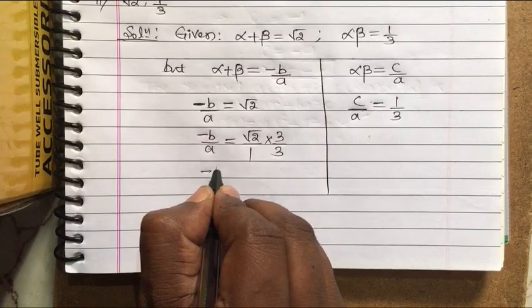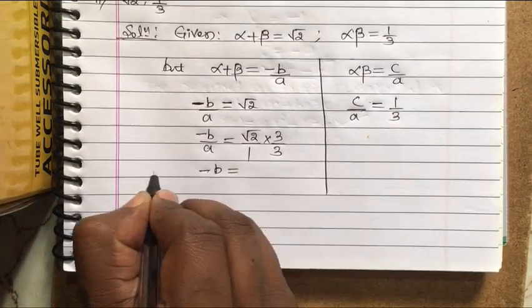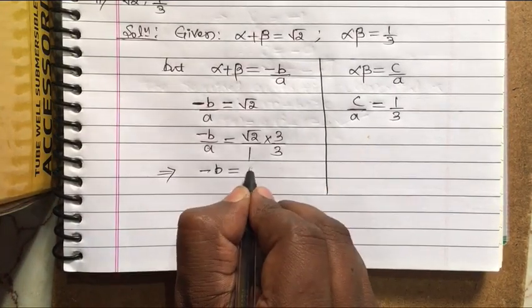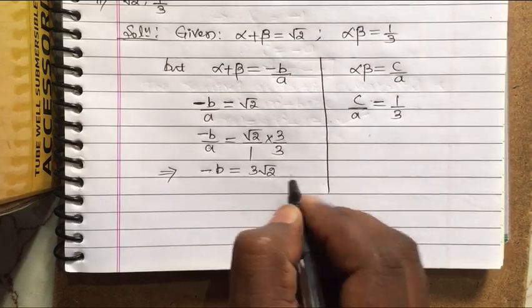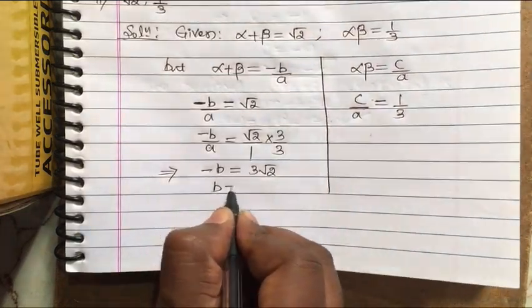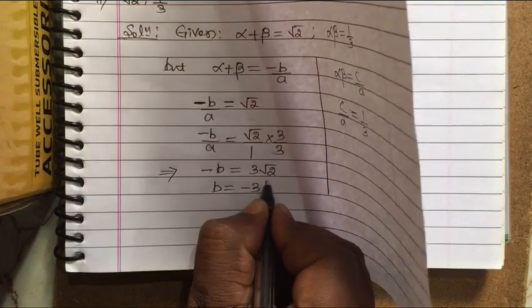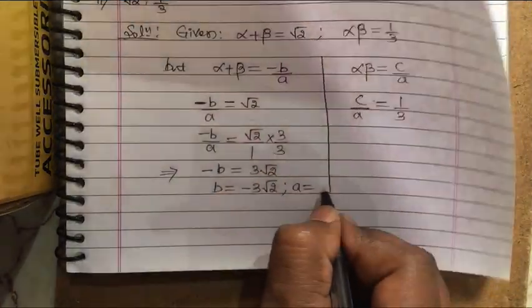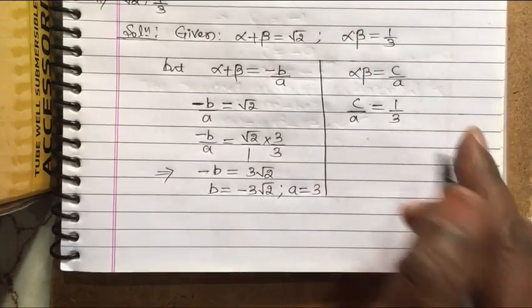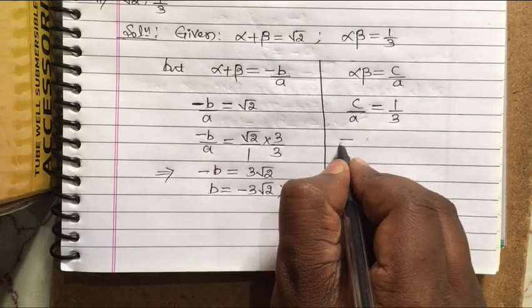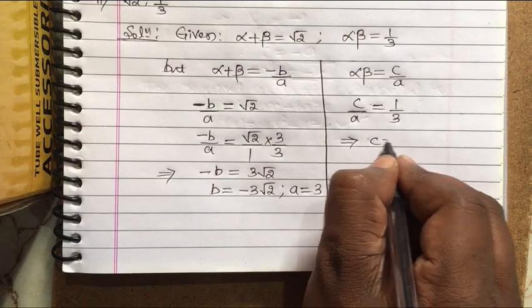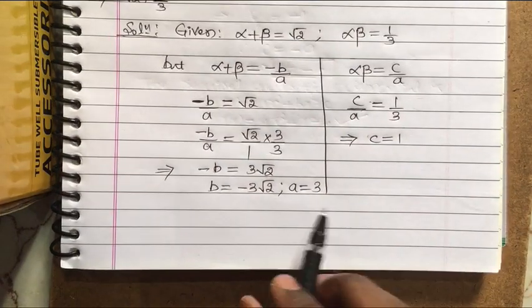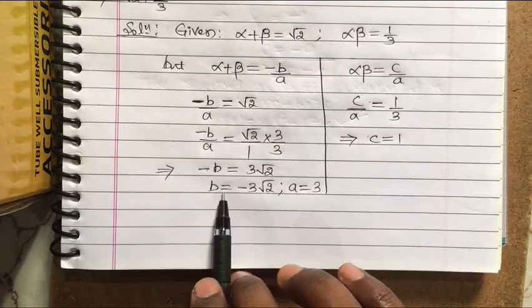So now this implies minus b is equal to 3 root 2, or b is equal to minus 3 root 2, and a is equal to 1 into 3, it is 3. This is the value of a. So from this, what is the value of c here? C is equal to 1. So we have all the three values now, a, b, c.